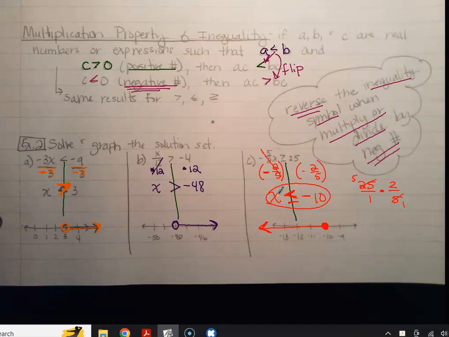All right. So this is huge. Reverse. This is the one rule you have to remember that's different. You have to reverse your symbol if you're multiplying or dividing by a negative number.